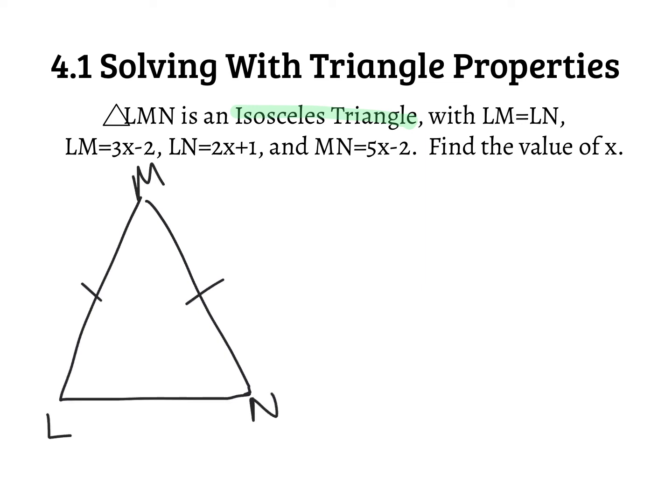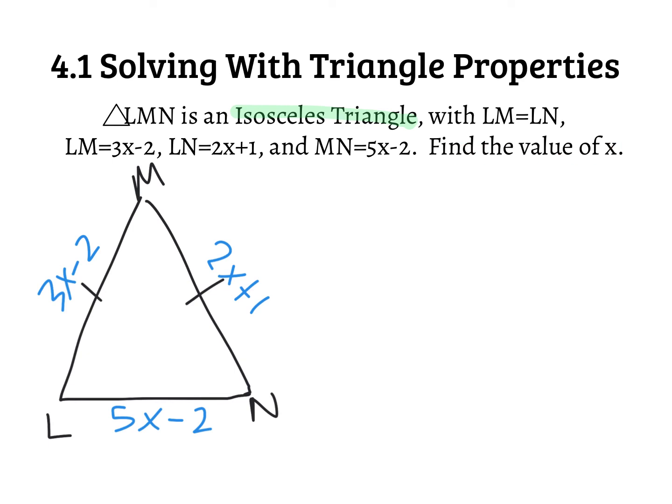And I'm going to label it. I know LM equals LN, which is why I put a tick mark on both LM and LN, because those two are congruent. Now, LM is named as 3x minus 2. LN can be represented with 2x plus 1. And MN as 5x minus 2. Now that I've labeled my picture, now I want to be able to find the value of x. I want to solve for x.